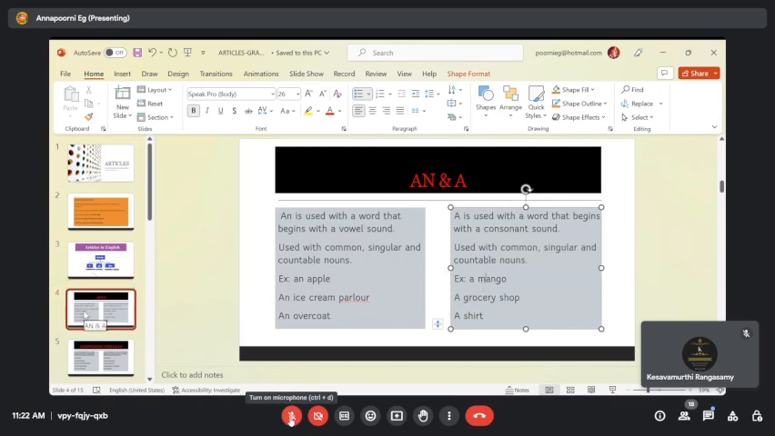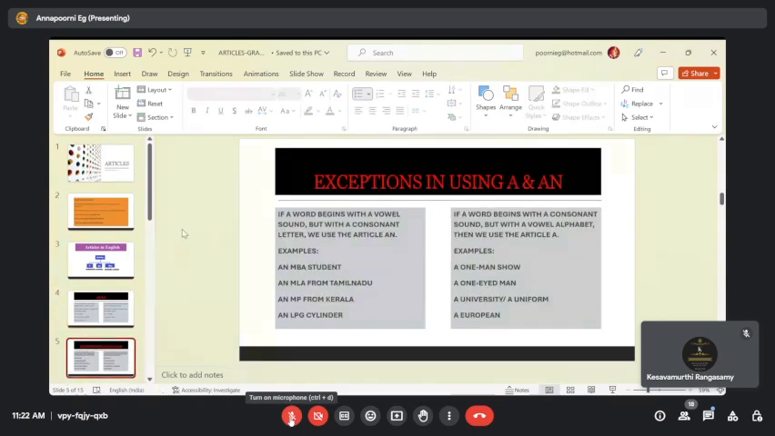Most of us are familiar with this part of using the indefinite articles, but there are certain exceptions in using a and an. Ananda Krishnan, can you read that box on the left side? Only that definition alone. If a word begins with a vowel sound, but with a consonant letter, we use the article an. Examples.